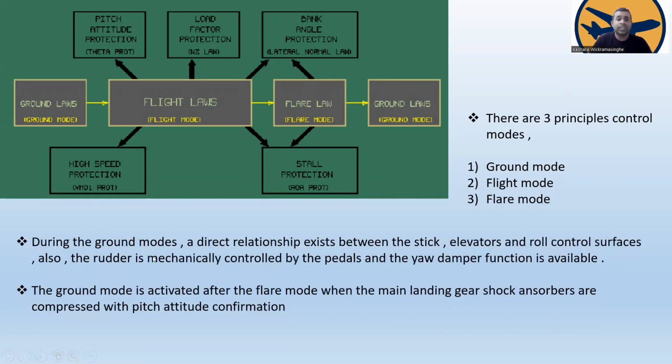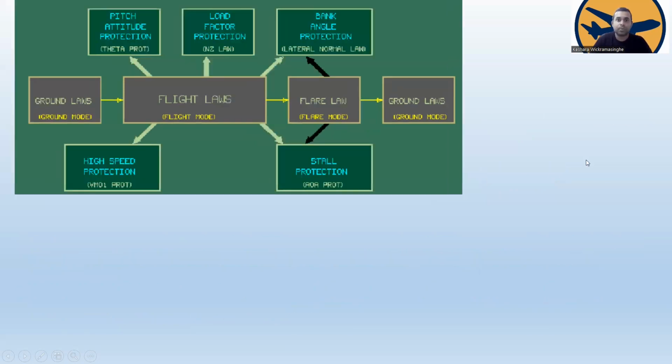During the ground mode, a direct relationship exists between the stick, elevators, and roll control surfaces. Also, the rudder is mechanically controlled by the pedals, and the yaw damper function is available. Remember, ground mode is activated again after the flare mode when the main landing gear shock absorbers are compressed, with pitch attitude confirmation. Just remember it.